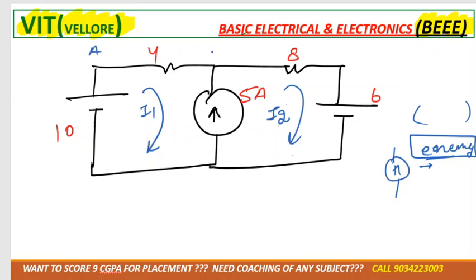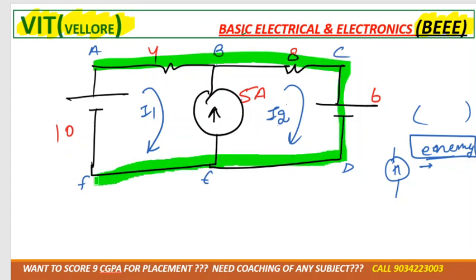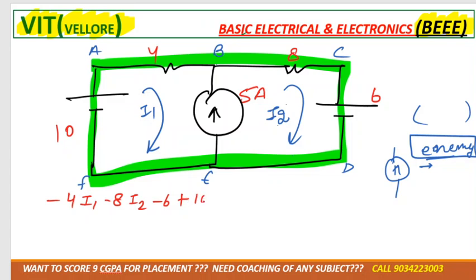So you are moving from A, then you see the enemy. You won't go through this path. You'll choose the longer path, but don't go through the path where your enemy is present, right? So technically this is known as super mesh. Minus 4I1, 6, plus 10 is equal to 0. This is the first equation. Another equation will come directly from the current.